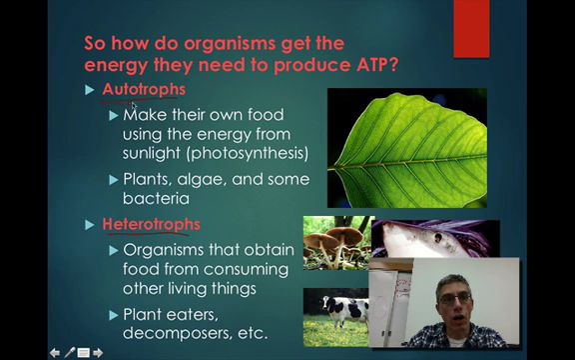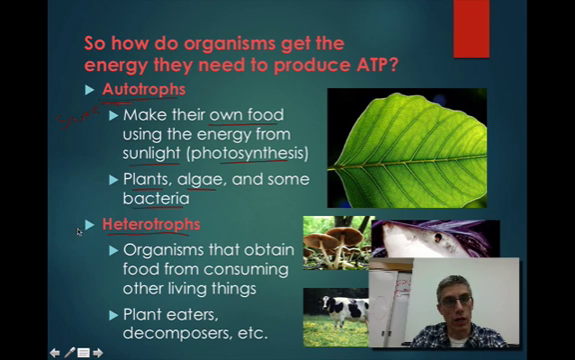The prefix auto means same. And so what that means is that we have organisms here that can actually make their own food. Now they're going to make their own food by using the energy from the sun. So this is a case where photosynthesis is going to be involved. And so we have plants, we have algae, and there's even some bacteria that can photosynthesize.